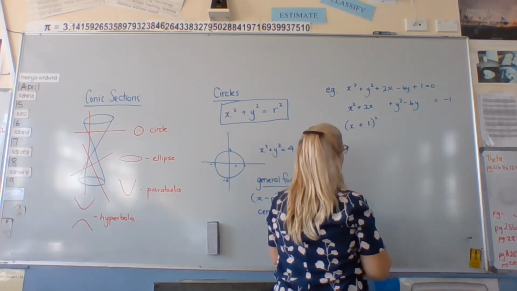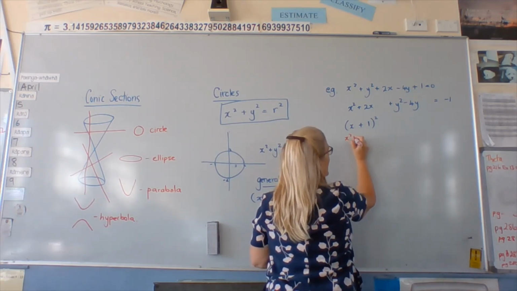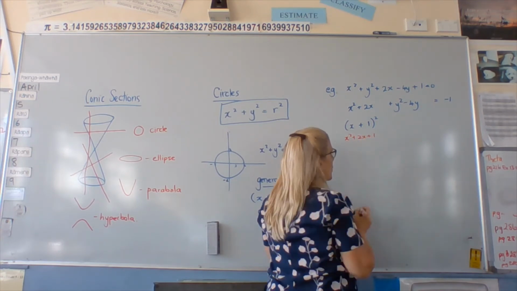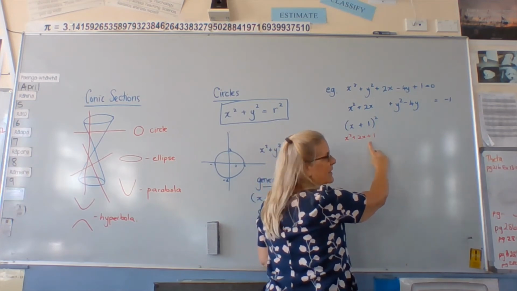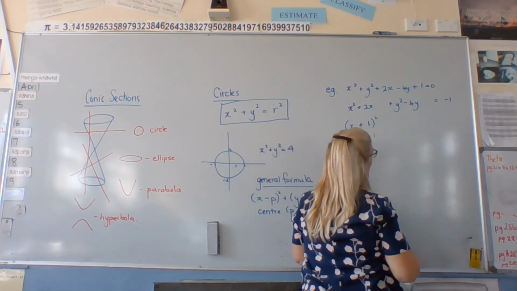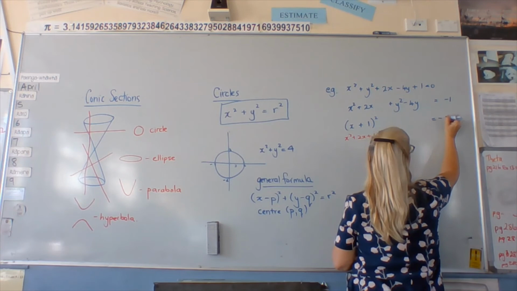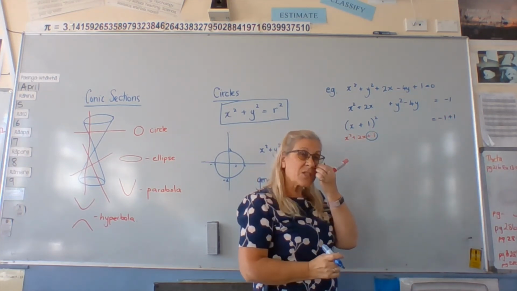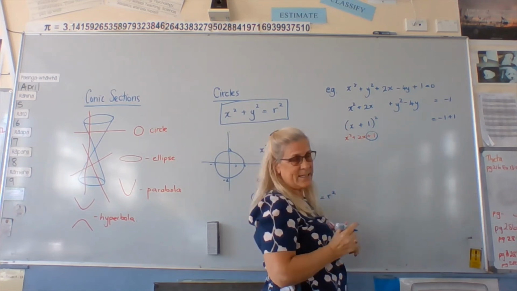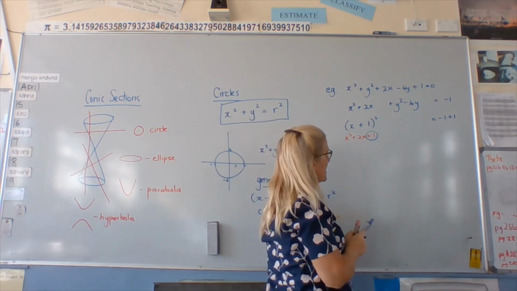So what will that give us? That will give us x squared plus 2x plus 1. We got an extra plus 1 out of that. So if we've got an extra plus 1 here, we need to add an extra plus 1 over here. So over here we have negative 1 plus 1. That's that 1 there. Because it wasn't there when we started. We've made it. To keep it balanced, we add it to both sides.